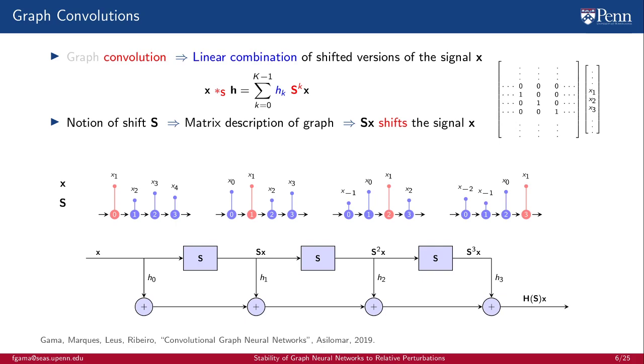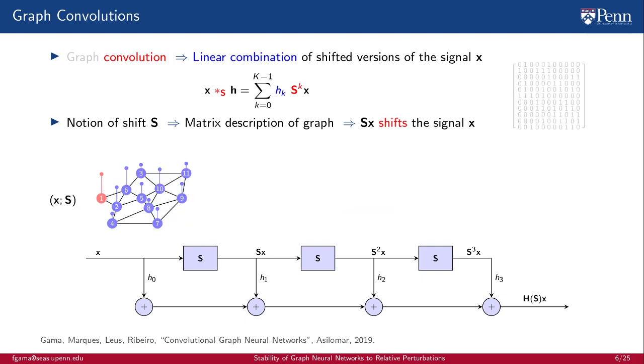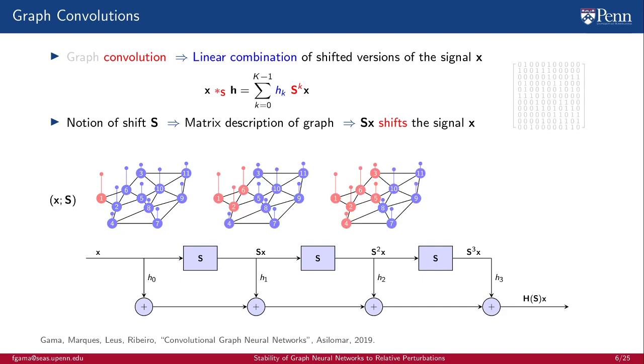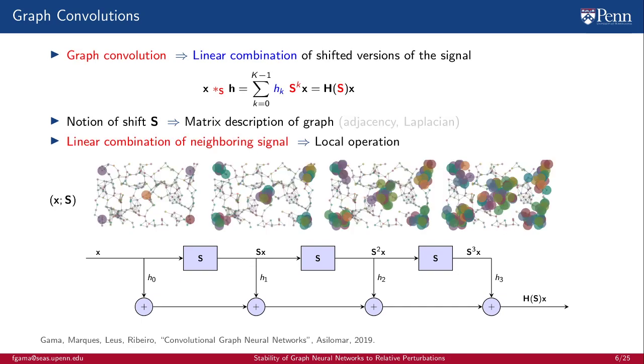Since now we have a definition in terms of a graph, we can extend this to an arbitrary graph. Here we see how by applying the shift operator, we are gathering information from further away neighborhoods. So a graph convolution is a linear combination of shifted versions of the signal. But the effect of the shift operator is to update the signal with a linear combination of neighboring values. Thus, this operation is entirely local. Certainly, a graph convolution is equivalent to the application of a graph filter, and I will use both terms interchangeably.